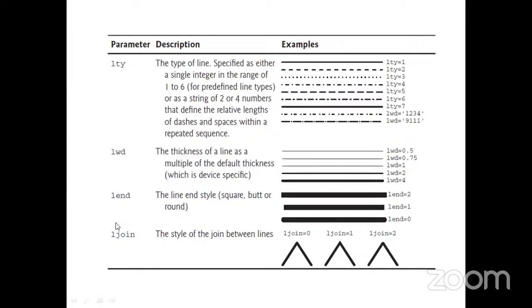This is ljoin, the style of the joint between the lines. And this is your lend. Like if it is 2, it will give this much particular thickness and so on. So it is based on the endings. You can see here, if it is 2, then the ending is here. If it is 1, the ending is like this. And 0 means the ending is a little bit oval.